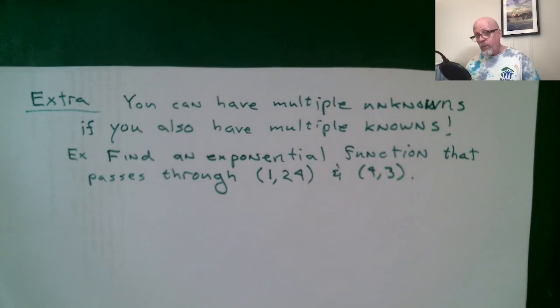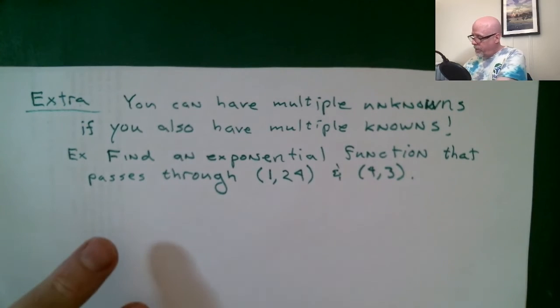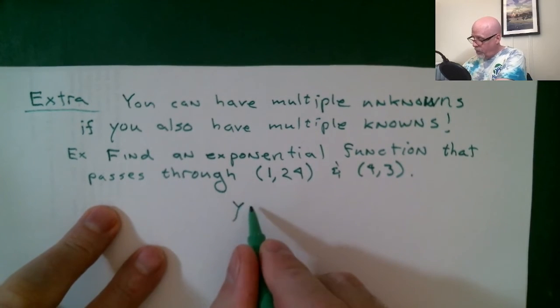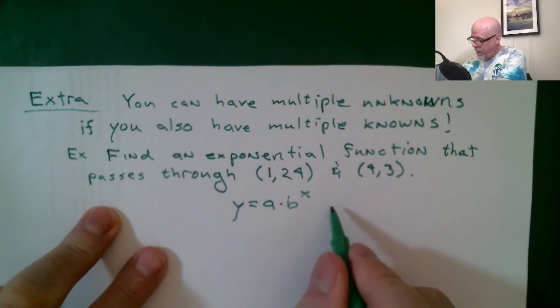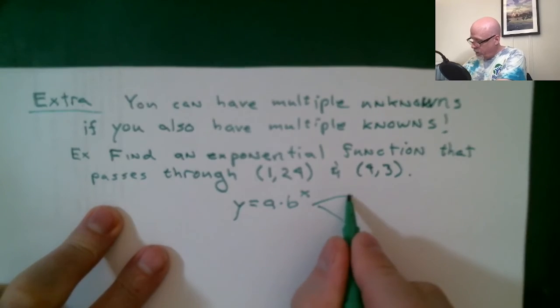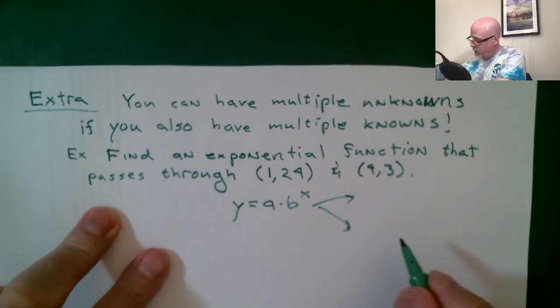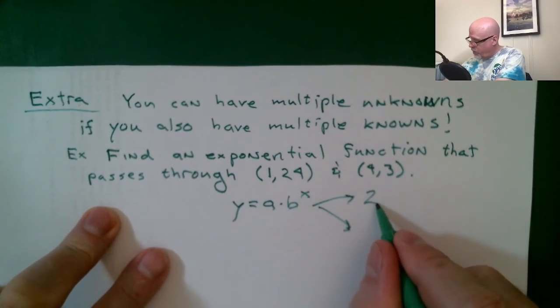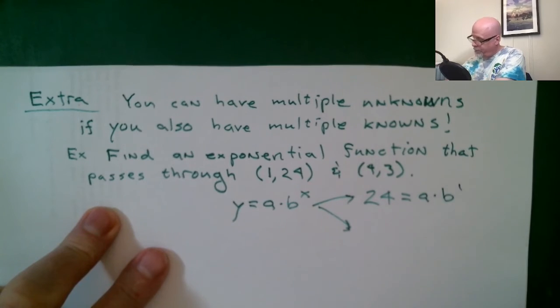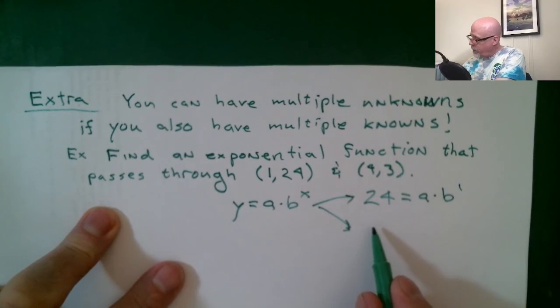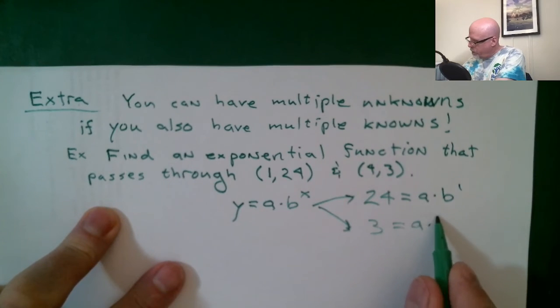So I can write down 2 equations here. The assumption, though, is that it's an exponential, so y equals a times b to the x, right? But this goes into 2 bits. The first one is 24 equals a times b to the 1. And the other one is 3 equals a times b to the 4.